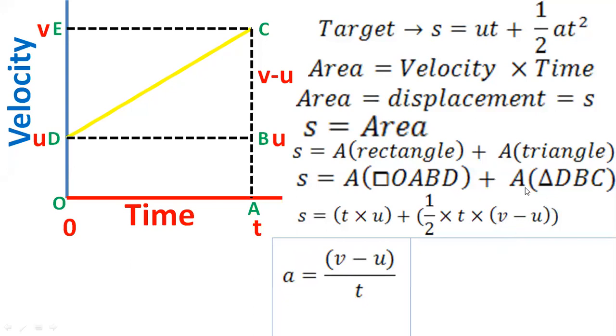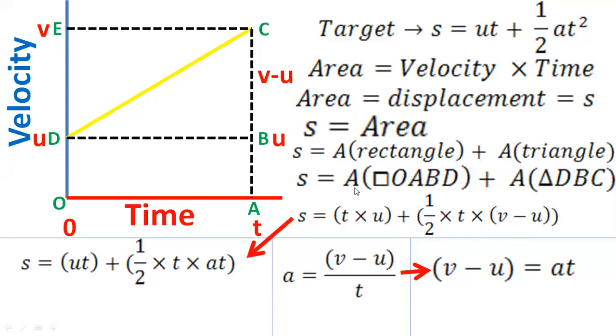But if you want to find the value of v minus u, just this bracket, I have to move this t to a side. So just move that t across. It becomes v minus u is equal to at. So I can substitute the value of v minus u with at. So the equation will become s is equal to ut plus half into t into at. The bracket v minus u is becoming at, so I can put that.